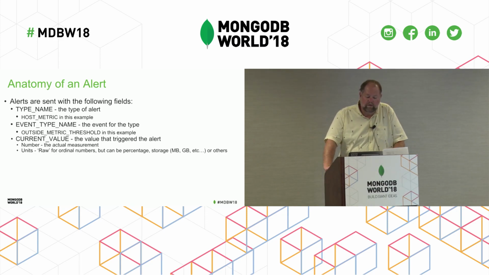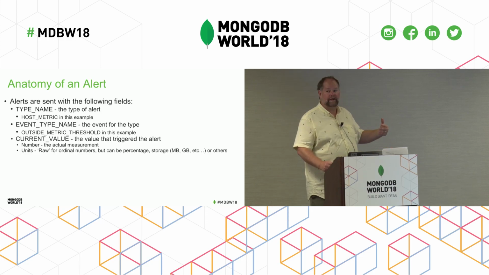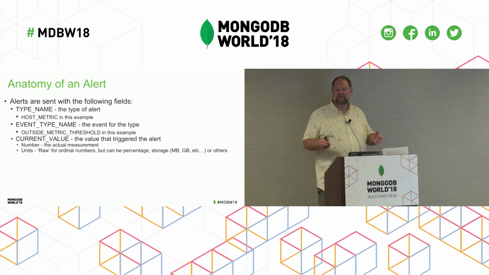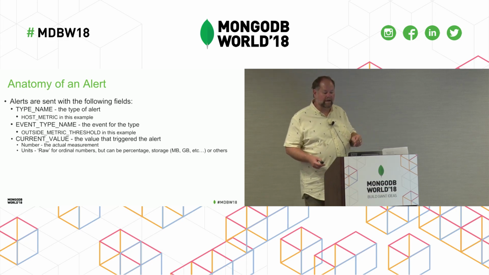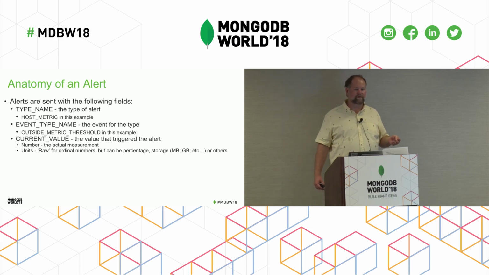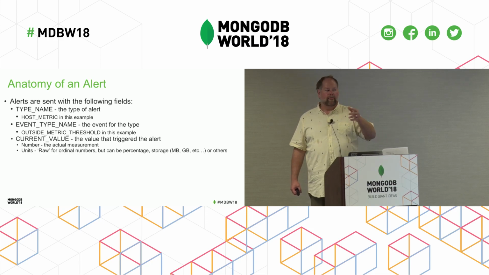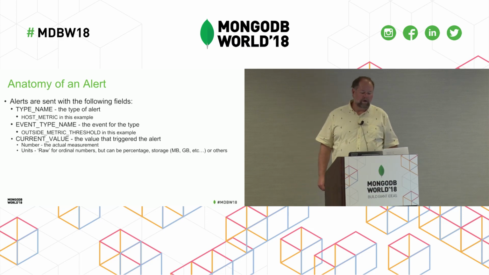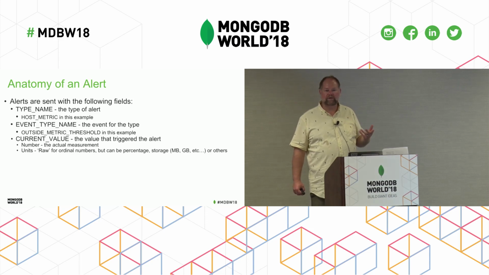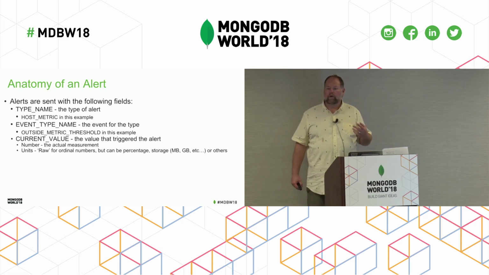So, the anatomy of an alert. What is sent into my webhook that I can take those actions based on? Well, typically we'll have a type name, which is the type of alert that's sent into us. An event type name, which is specific to that type name, and we'll see an example in a second here. In this case, host metric, the event type for that is outside metric threshold, which is almost always the case for these metrics. Connections is above X, replication lag is above Y, so on. Those are all metric type alerts, but you do have other alerts for things like storage or agents being down, hosts down, restarts, etc. Current value, which is a document with 2 fields, the number that was measured by Ops Manager that triggered the alert, and then the units, raw in this case, but it can be things like percentage or in megabytes, gigabytes, etc.